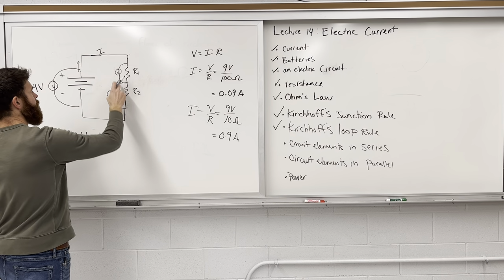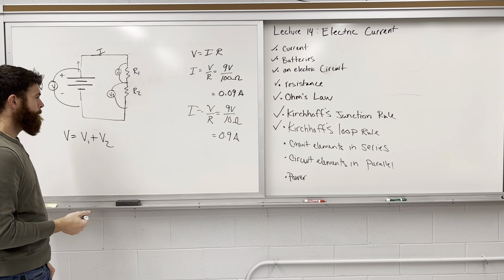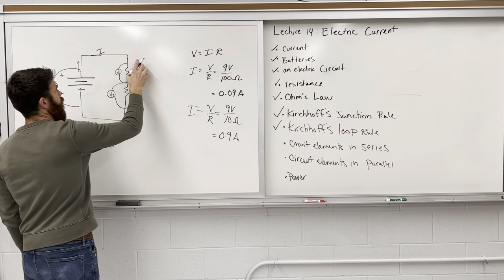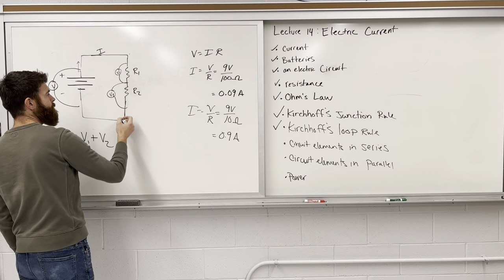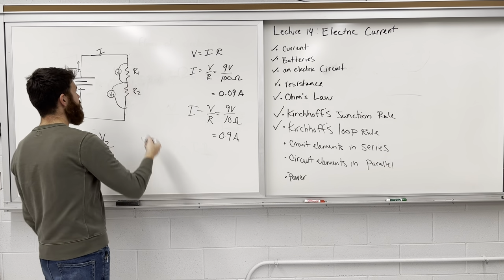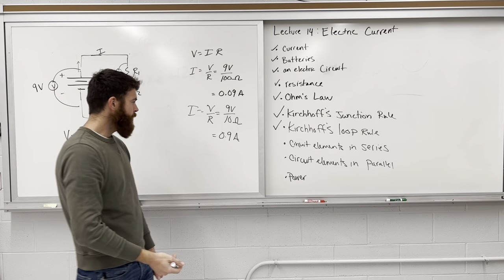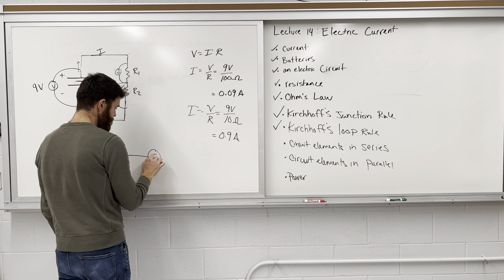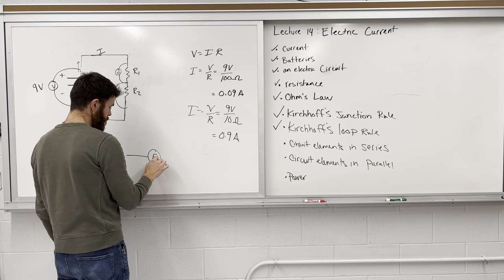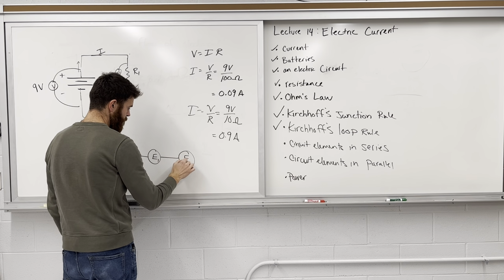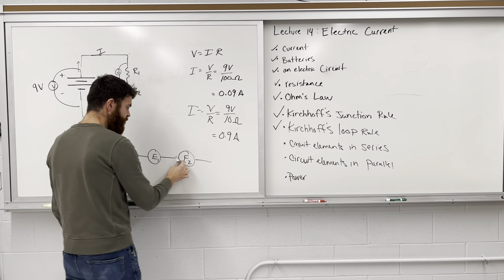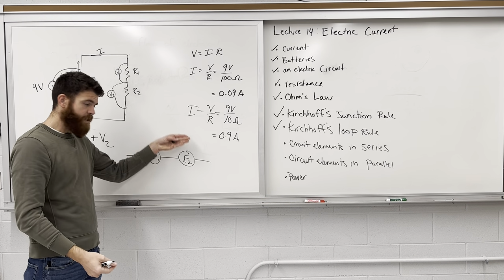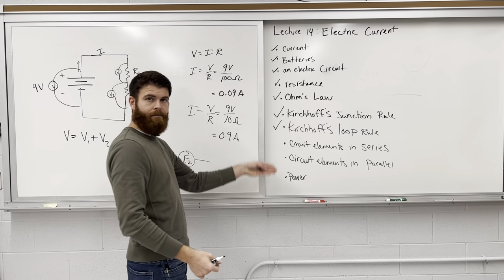If they're different, then V1 and V2 will be different. So now that we have this up here, R1 and R2, being one after another along the same path, are said to be wired in series. So in a circuit, if you have a path of current, and if you have some circuit element, E1, and some circuit element, E2, that are along the same path, those are said to be wired in series. In series, one comes after the other, after the other.